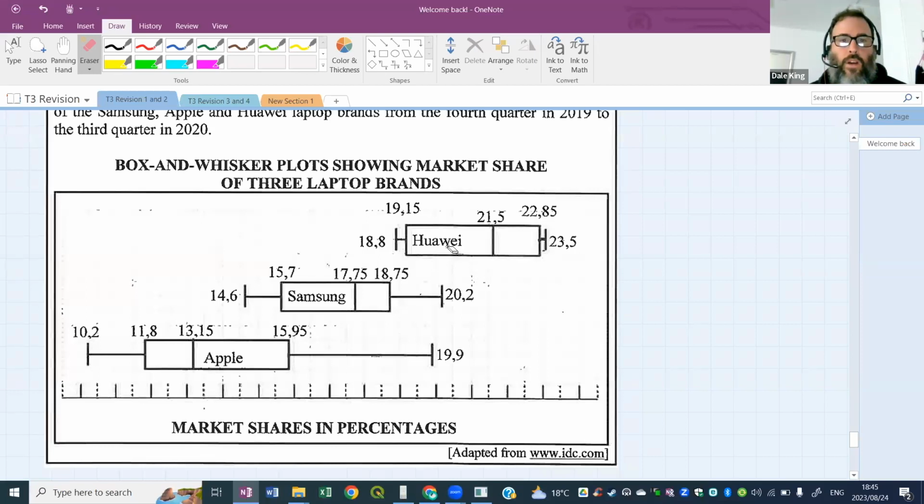All right. So Huawei owns more of the market than Samsung, and Samsung owns more of the market than Apple, which means Huawei has the most. Yes. Huawei has the most, Samsung has the second most, and Apple has the third most part or percentage of the market. Yes, there's a question.